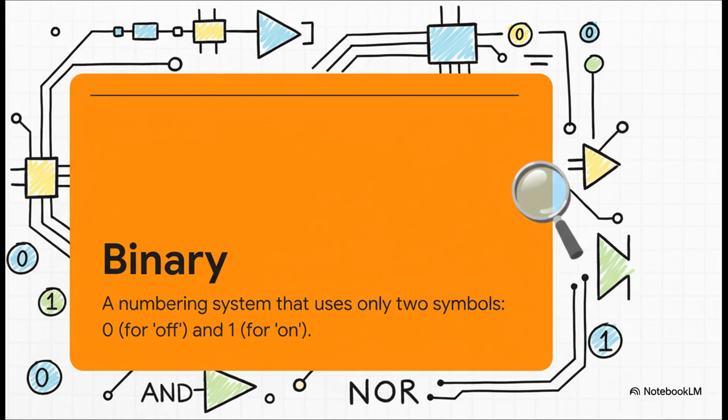We use 0 for the off state and 1 for the on state. This is the crucial link, you guys. Those logic gates we just looked at, they're not just controlling electricity. They are physically speaking the language of zeros and ones.